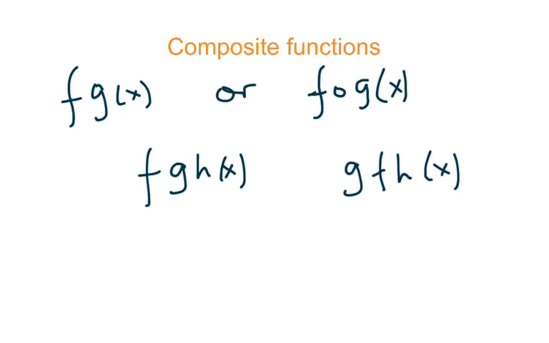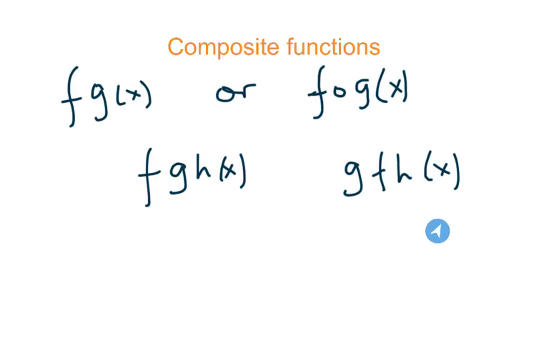Composite functions are when you put two or more functions together and make a single function out of them. They're expressed like this, and you say f of g of x. Sometimes there's nothing between the f and the g, f of g of x, or you can write f o g of x. Sometimes there's three, like it could be f, g, and h.